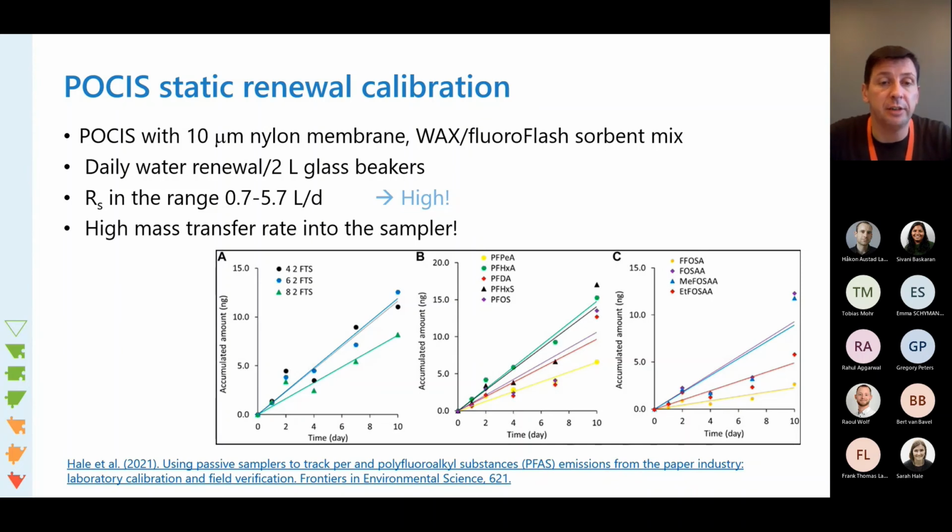This is an example of a static renewal calibration for different PFAS compounds. So the water was renewed every day, experiments in 2-liter glasses. It was a POCIS sampler with a 10 micron nylon membrane, wax fluoroflash solvent mix. And here we see that we have an RS range that is actually very high, it's 0.7 to almost 6 liters per day. But that's because of this nylon membrane that is with quite large pores.